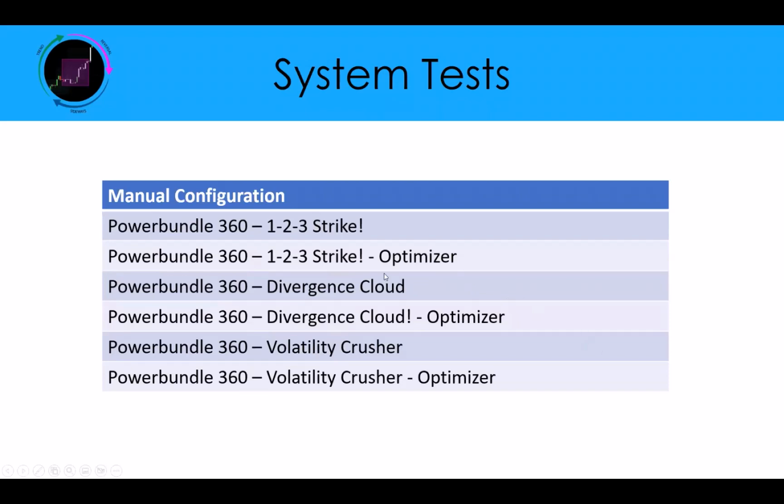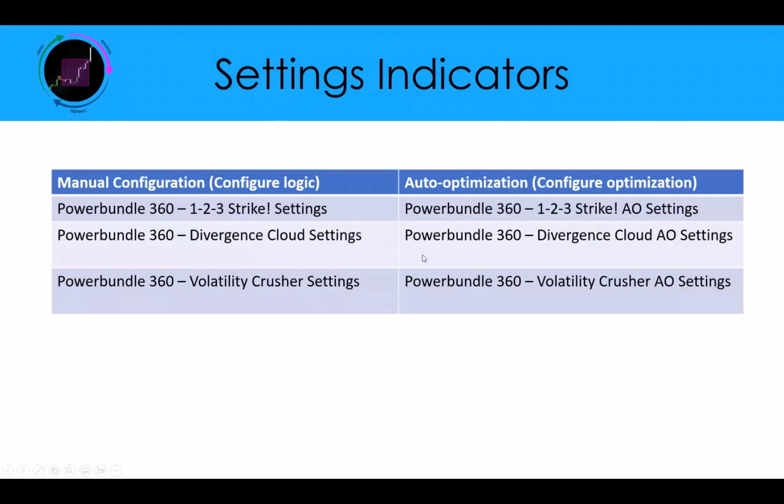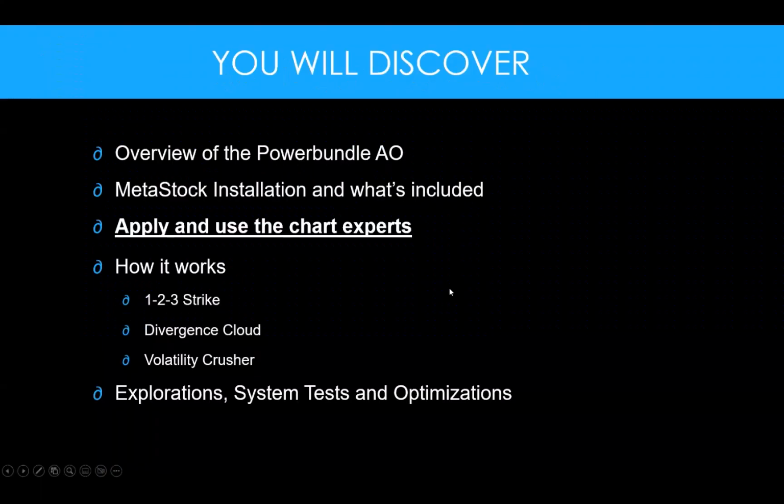And last but not least, we have settings indicators, one for each indicator of the Powerbundle. And what these do, I will explain to you as we're going to look at some examples together. Okay, so let's move on. So this is what's included. Now let's roll up our sleeves and look at some charts together, and let's see how we can use these indicators, how we can configure these indicators, and how we can optimize these indicators together.